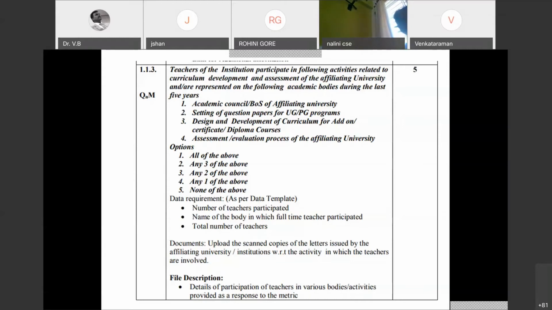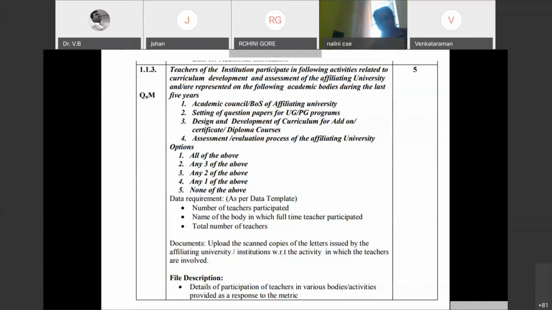But in case they are in the academic council or board of studies of some other university which has got nothing to do with my institution, then I cannot include their names in point number 1. So while you are giving the quantitative metrics, please ensure that the number that you give is specific and relevant with the supporting document.